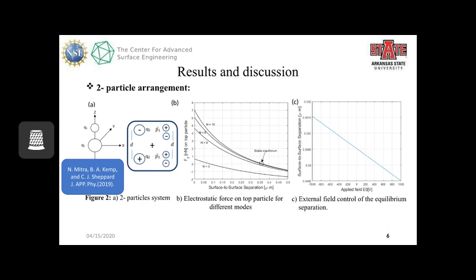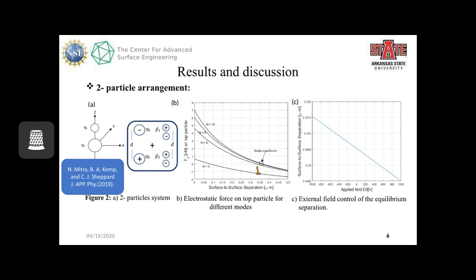This is the two particle arrangement for our system, and in figure B we can see the force on the top particle versus the separation with various modes. For example, for mode 8 and 10 we can find the stable equilibrium position to be here. Above this point the force is positive and below this point the force is negative. So above this point the force is repulsive in nature and below this point the force is attractive in nature. In between there is a non-touching equilibrium position which is within the 0.35 to 0.4 micrometer separation range.